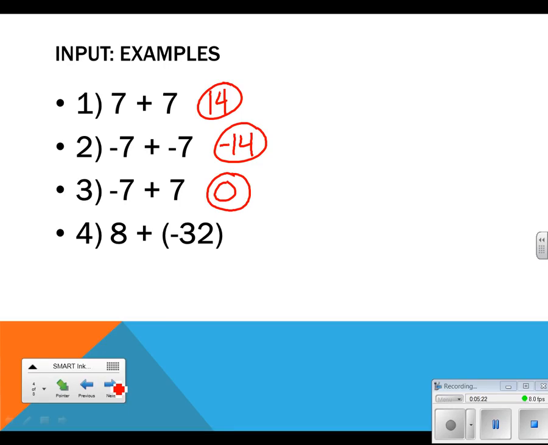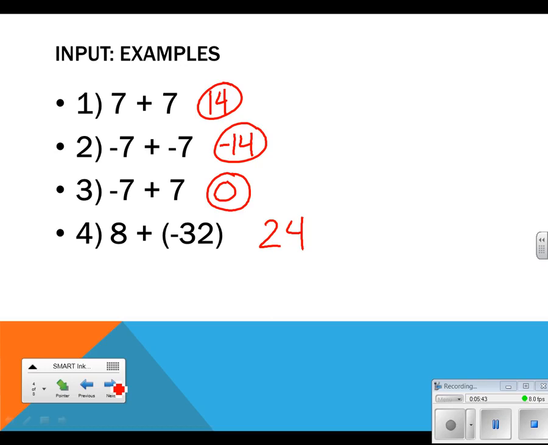We can also look at this as, well, the signs are different. 8 is positive, 32 is negative. Well, what's the difference? When they're different signs, find the difference. Well, the difference of 32 and 8, 32 minus 8 gives you 24. And you keep the sign of the greater absolute value.